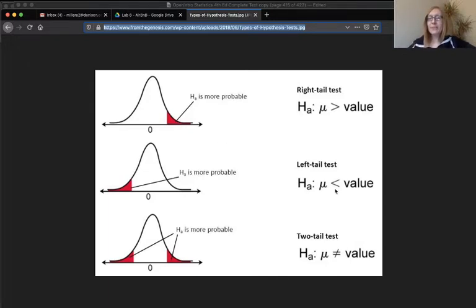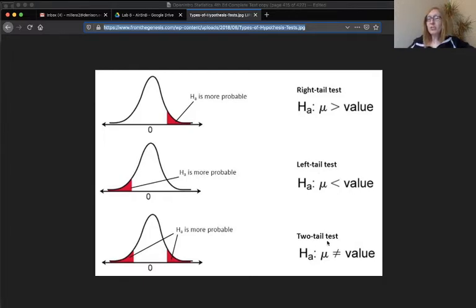Left tail tests are the same thing, but for less than. If we think smaller than, then we've only got one tail. We're going to look on the left. Fortunately, it doesn't matter too much which tail we're looking at. They're both going to have the same area because it's symmetrical on both sides.